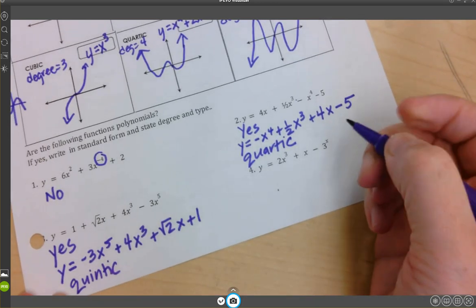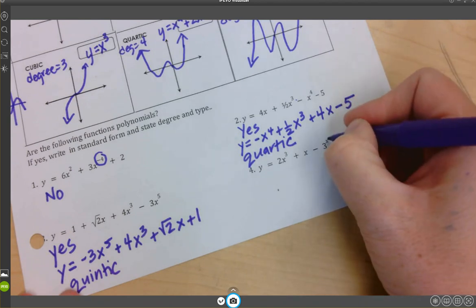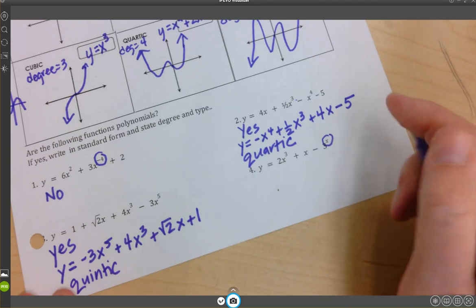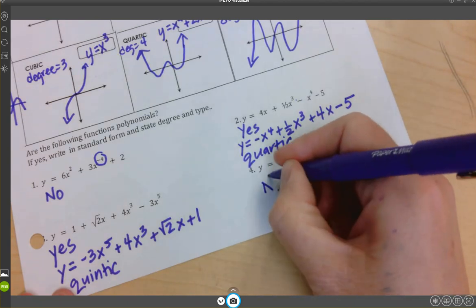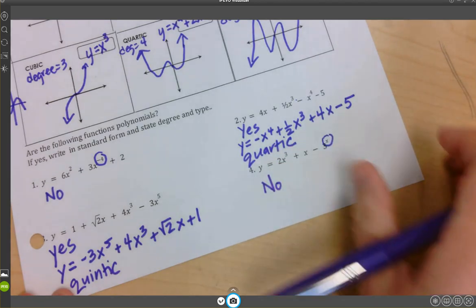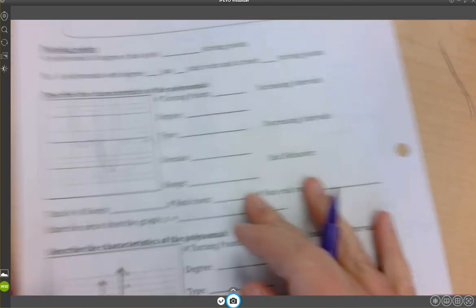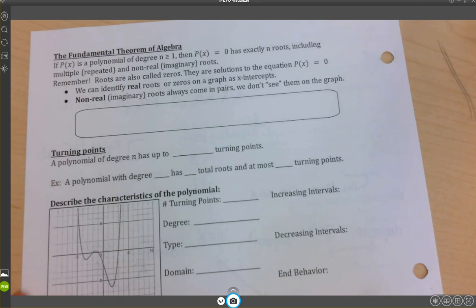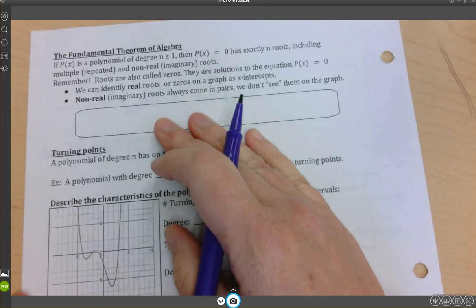And the last one, you noticed that there was a problem here with the x. So your exponent can't be x, it has to be a whole number, so we're going to say no. All right, moving on. Over here we have something called the fundamental theorem of algebra. It's very wordy, but we're going to write it in shorthand right here.